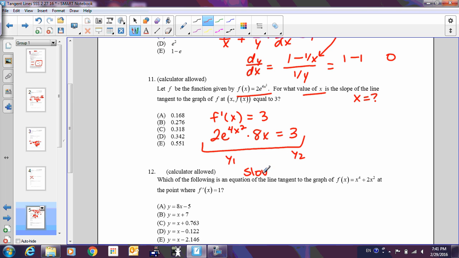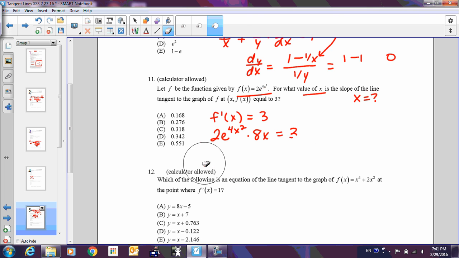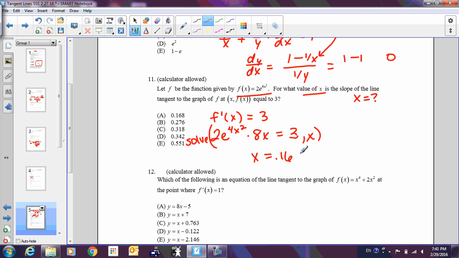However, that's not how you spell solve. However you end up doing this, I'm going to suggest you use the solve feature. I think that's the easiest thing if you have a TI-89. Just go solve, and then comma x, and you end up getting 0.168.